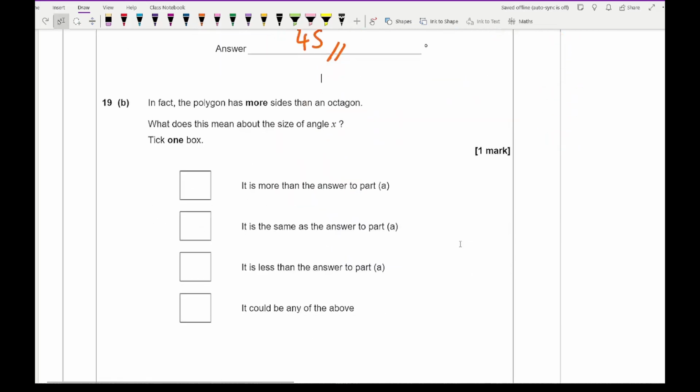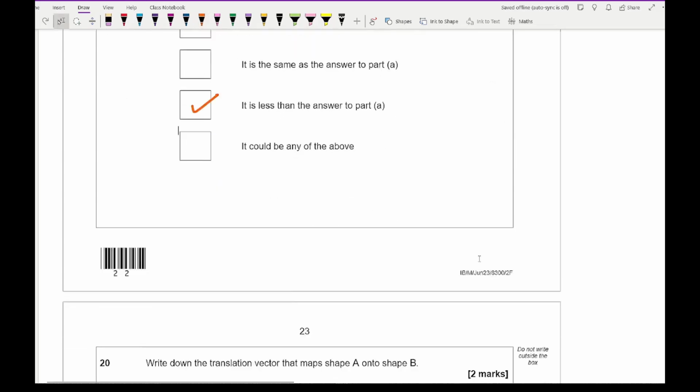It then says, in fact, the polygon has more sides than an octagon, what does this mean about the size of angle X? Well, that means if we've got more sides, our denominator is going to be bigger, so we're going to be dividing by a bigger number, so that means the answer is going to be smaller.